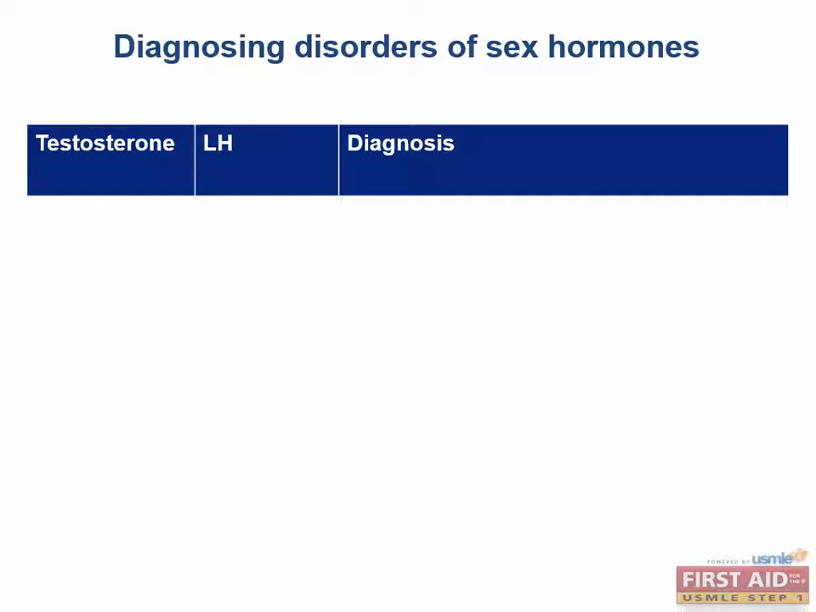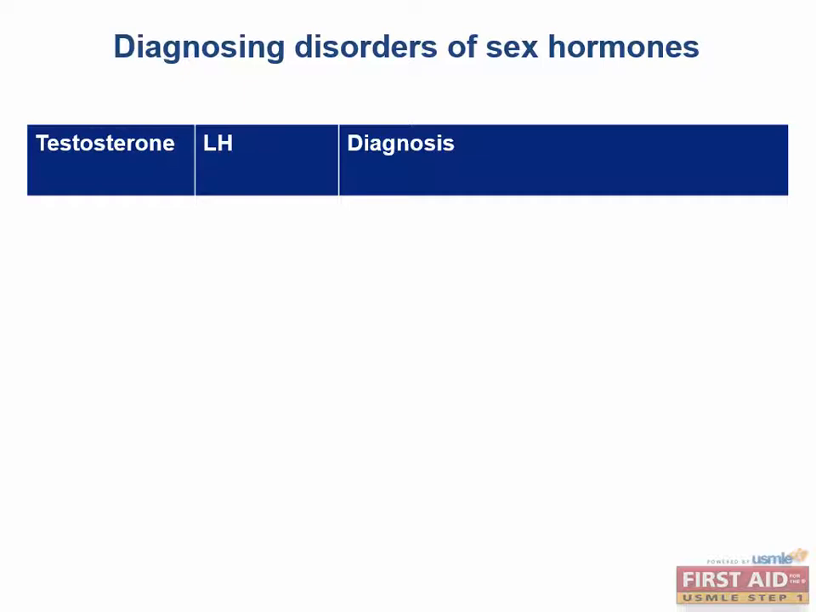Now, this is a very high-yield table in First Aid that will help you separate the major sex hormone disorders. I've recreated the table here. Instead of memorizing this, understanding these trends will help you even more. One key here is to remember from our discussion of the HPG axis in the last section that LH stimulates testosterone release.